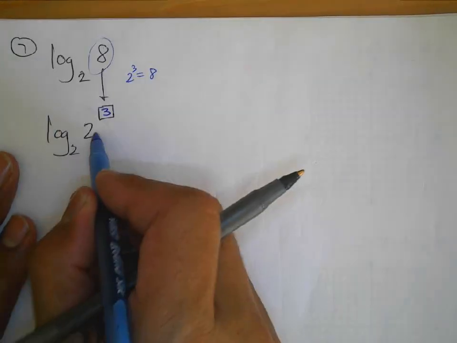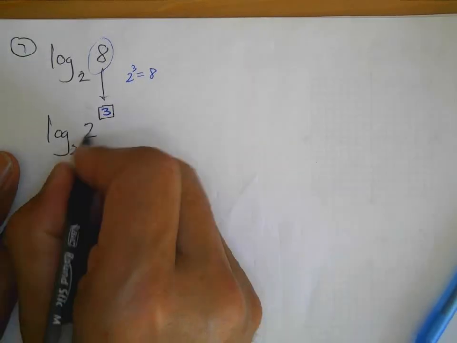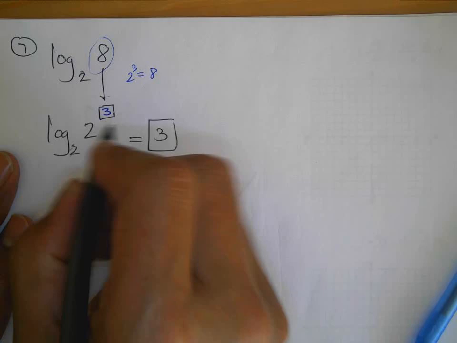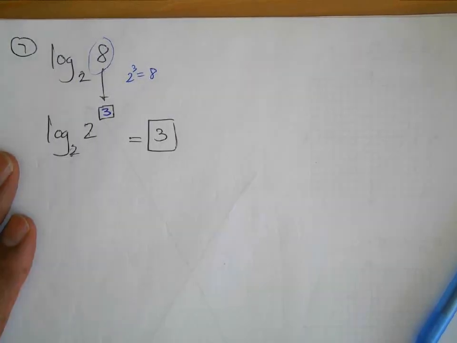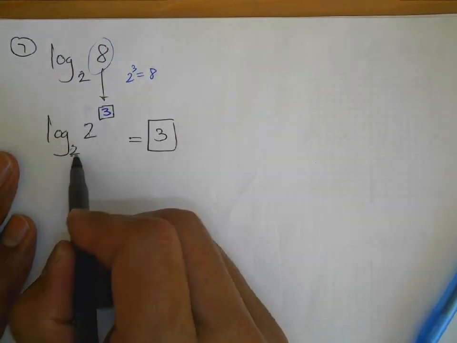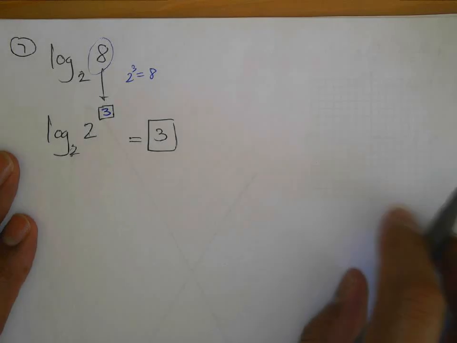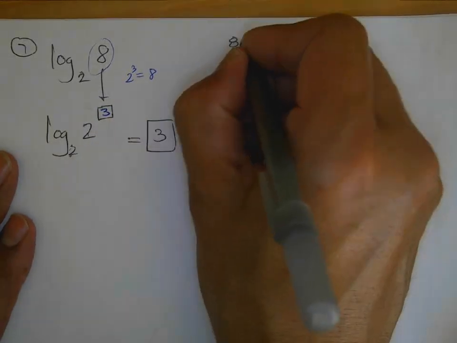So I change this 8 to 2 to the power of 3. These match here, so the answer is what? 3. All right, once these match, the answer is the exponent. You want these bases to match. This base, you get this number to have the same base, and the exponent is the answer. Number 8.